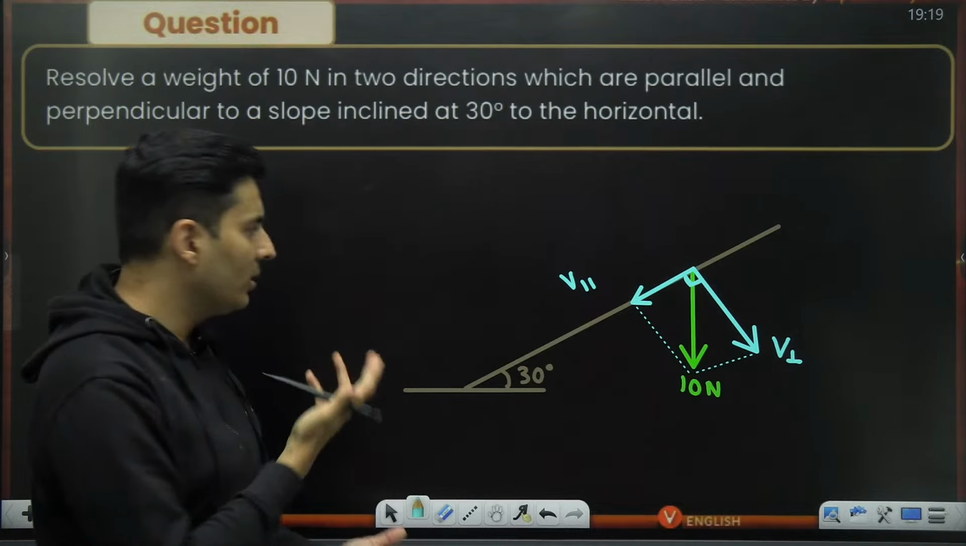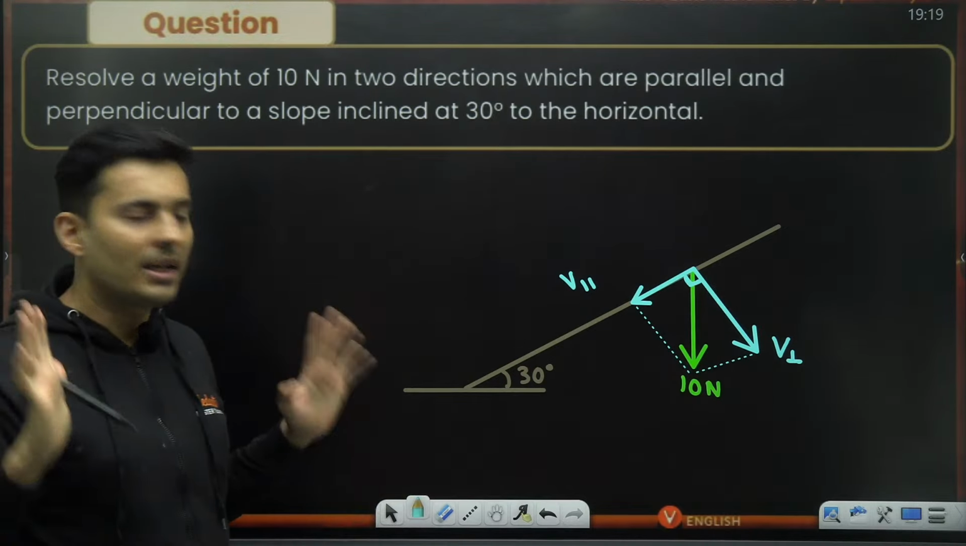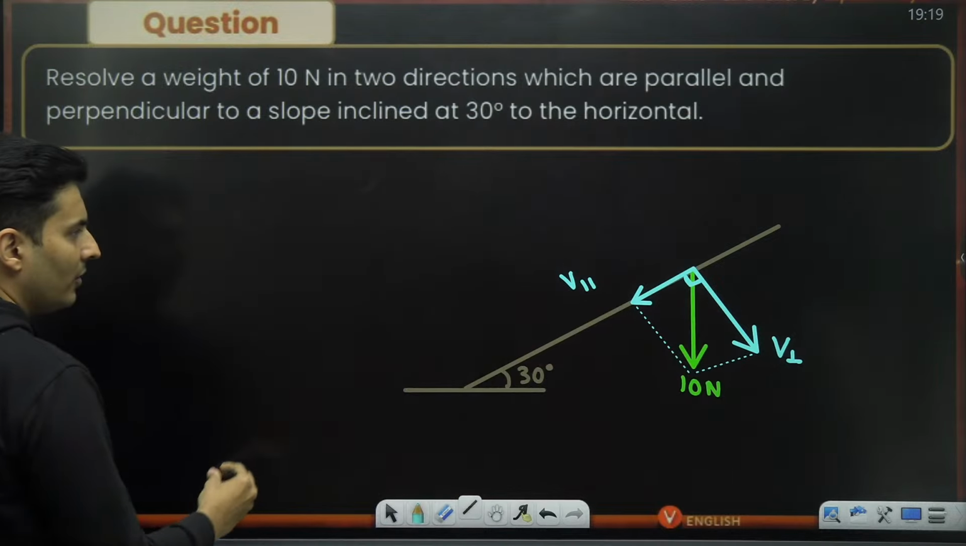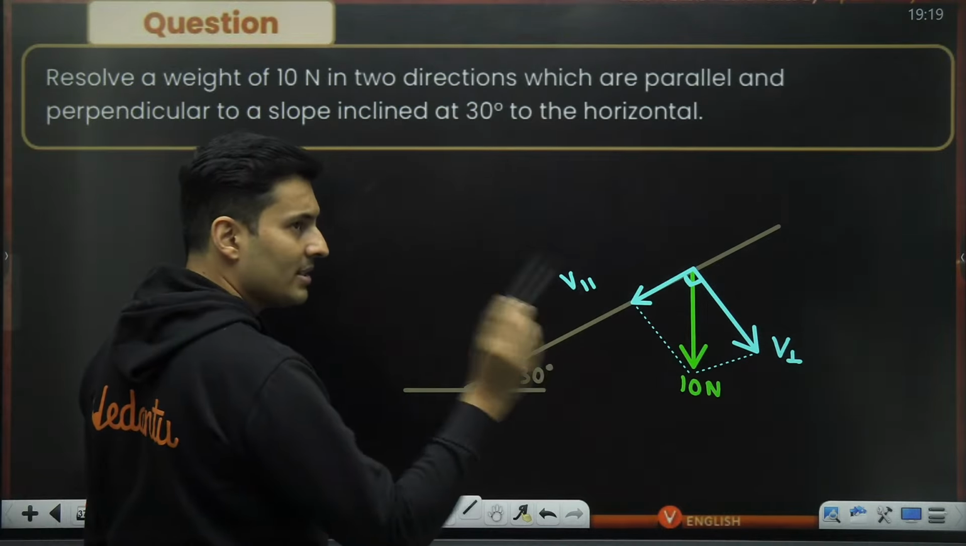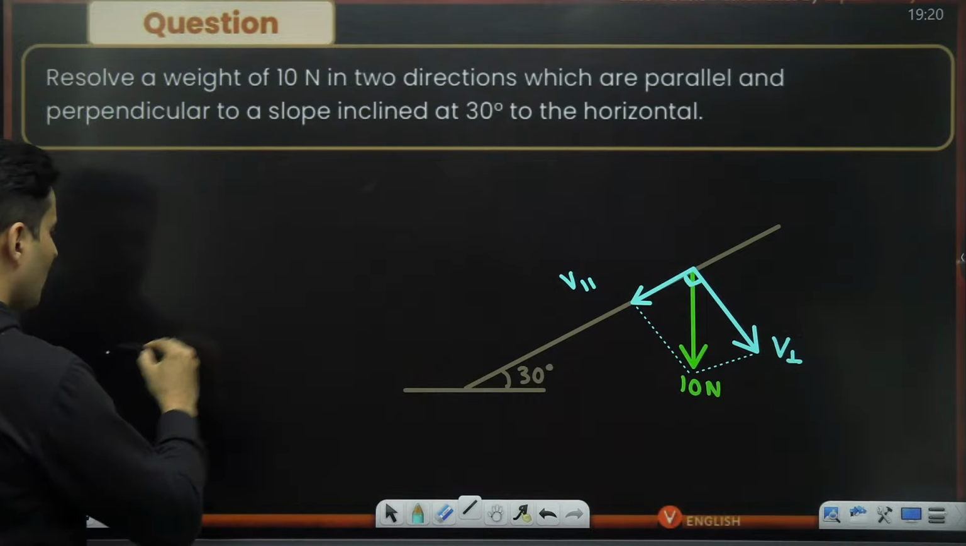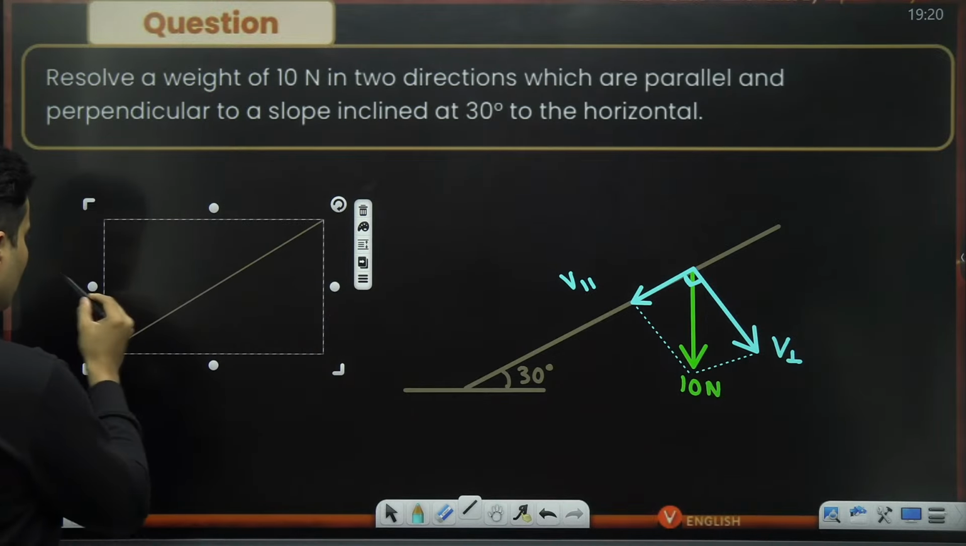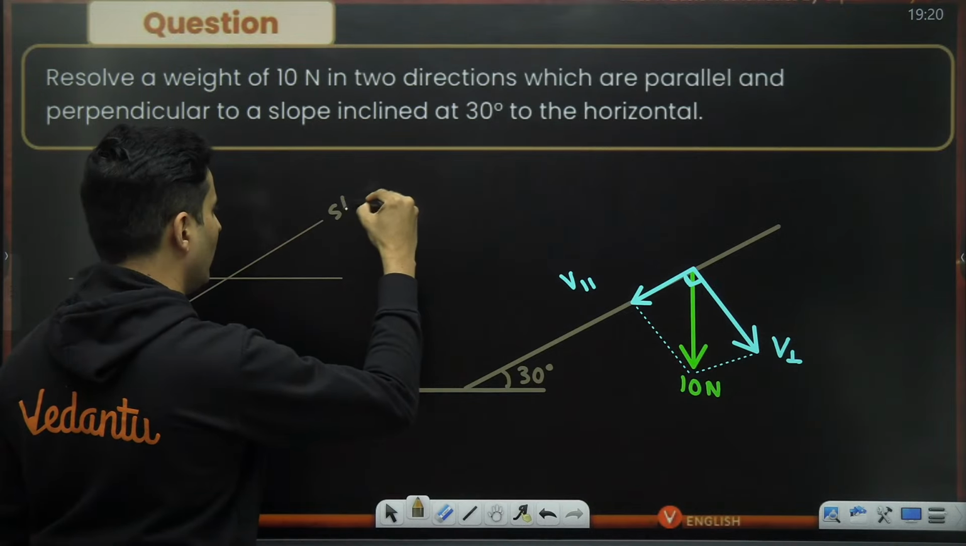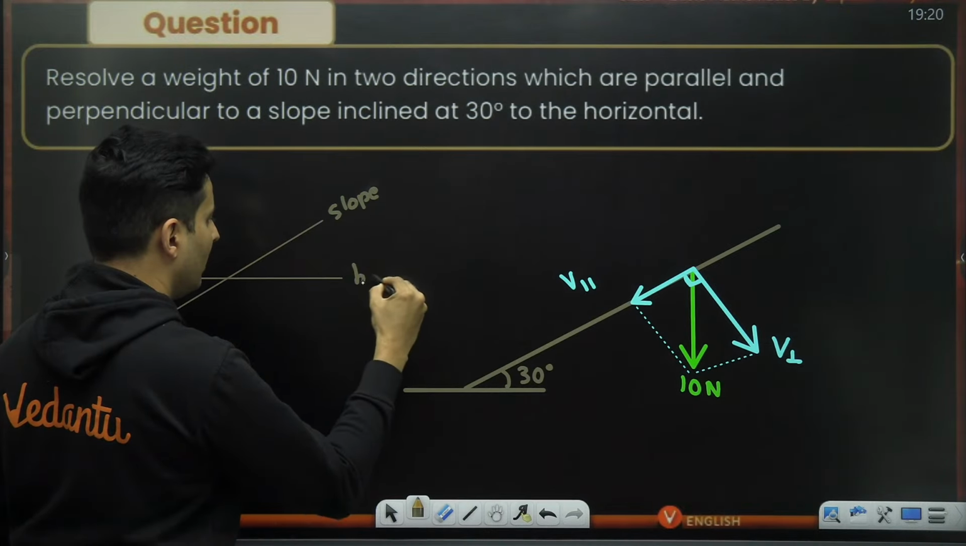But I don't know theta, sir. Don't worry. I will give you a very easy trick to do all these kinds of problems. What you do is observe, draw the inclined plane, draw the horizontal. What is this? This is our slope. This is our horizontal.